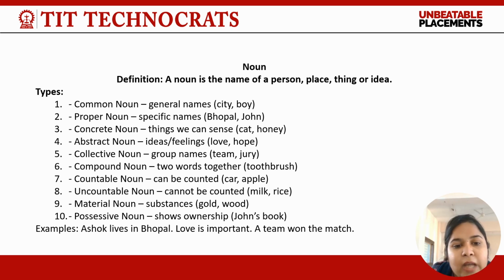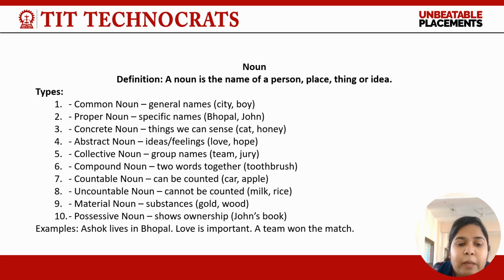The third type of noun is a concrete noun. This tells about the things which we can sense, which we can feel. For example, pets. Yes, we can touch them, we can hold them. For example, cat or a dog. Or we can say honey. Honey, we can taste it and say it is sweet, right?